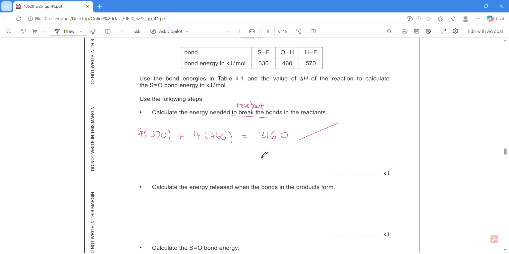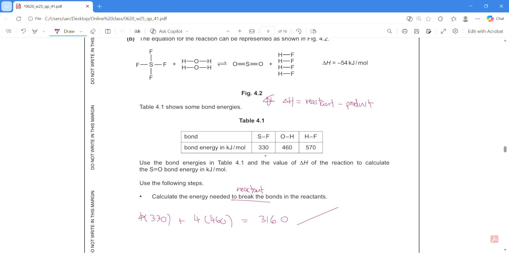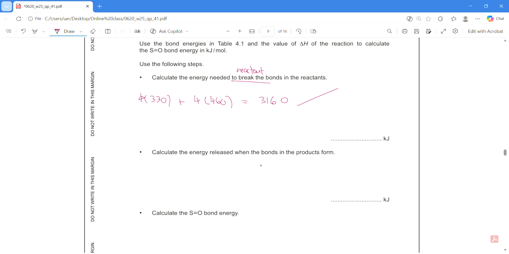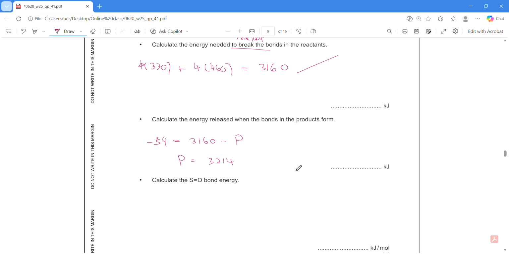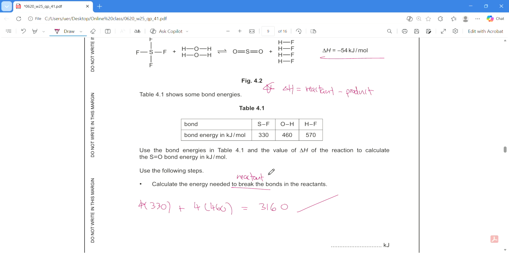Find the energy released when a bond in the product is formed. They already gave us the enthalpy change, so we can use this formula. Negative 54 equals 3160 minus product. I use P to represent my product. Rearrange, you get answer 3214 kilojoules. So easy.